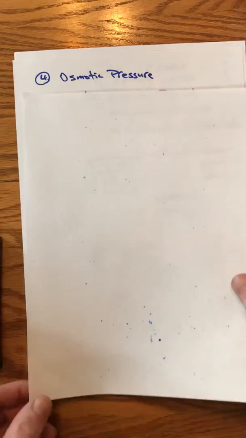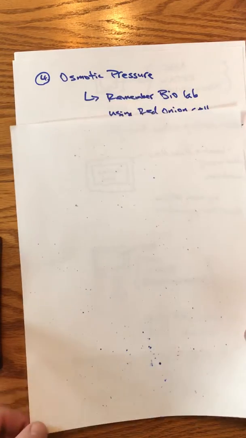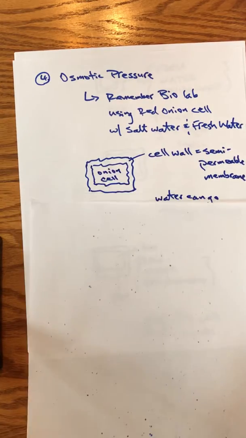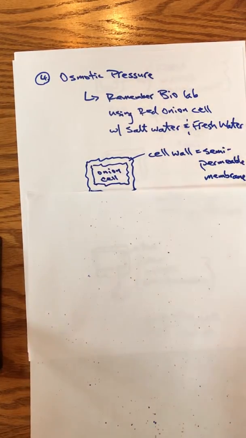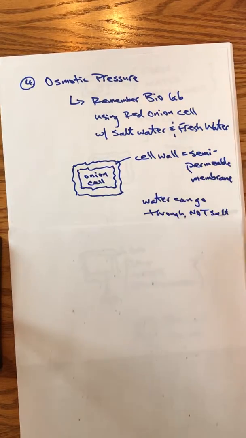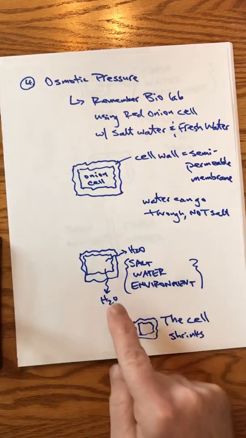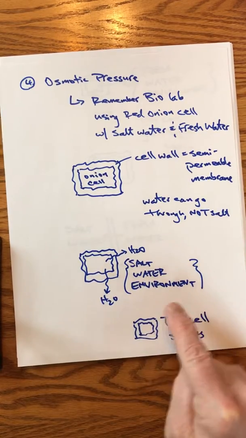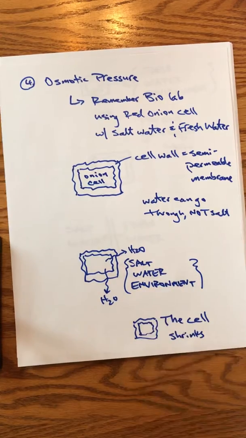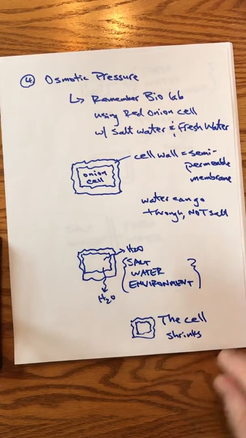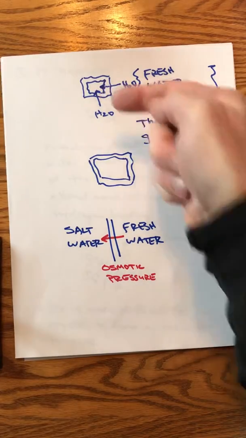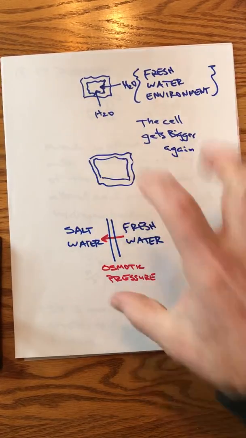You may remember doing the red onion cell lab in bio, and you had fresh water and salt water in a red onion cell, and the cell wall was semi-permeable, so the water can get through it, but the salt can't, so it lets some things through and not others. And if you had a saltwater environment, the water from inside the cell would rush through the cell wall to try to dilute the environment out there, and the cell would shrink as a result. And if you put it back into fresh water, water would come back in to the cell and it would get bigger as a result.